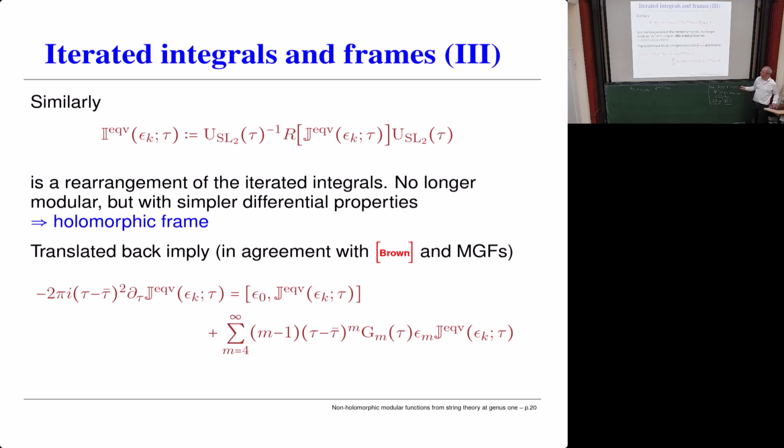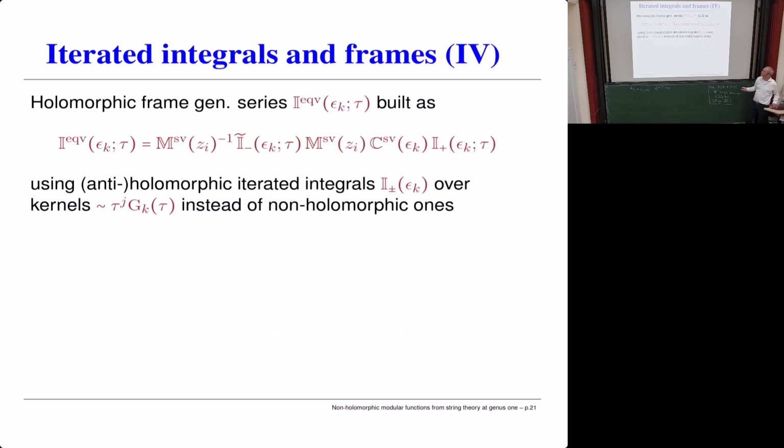Okay, now there's an important point. So here, again, this is this holomorphic frame generating series, which if you follow through all the definitions, you can write as this change of alphabet multiplying this thing in the middle. So I've just moved this U conjugation through the whole definition of I to generate from the B the C. And then there's this generating series of holomorphic integrals, I plus, there's also I minus. And as I say, they're holomorphic because their integration kernels are just tau times G_k of tau. There's no longer a tau minus tau bar, something like that. This is where the name holomorphic comes from.